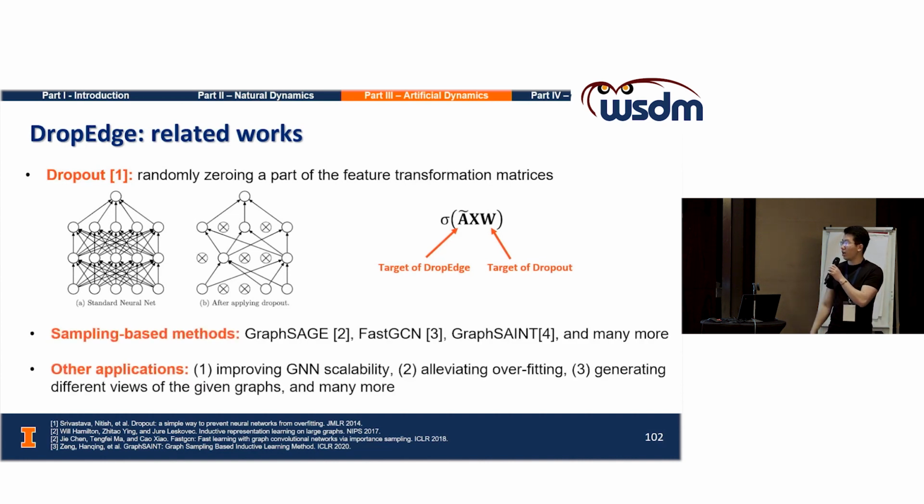Also, this technique is related to many sampling-based graph neural networks like GraphSage, FastGCN, GraphSAINT, and many more. And why they are related is because those sampling-based methods fundamentally drop part of the nodes from the given graph, right? And there are some other applications of DropEdge. For example, as we mentioned, it can improve the GNN scalability. It can alleviate overfitting empirically. That's what the authors claim in the DropEdge paper. And it can also be used to generate different views of the given graph to support tasks like contrastive learning. And we will introduce that very soon.